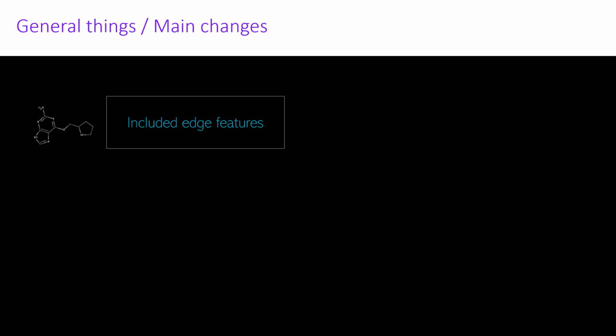As promised, I now included the edge features of the molecule into the GNN. This is pretty important as these features contain information about the bond type, for instance. I managed to include them using the graph transformer layer, which I will further explain in a second.